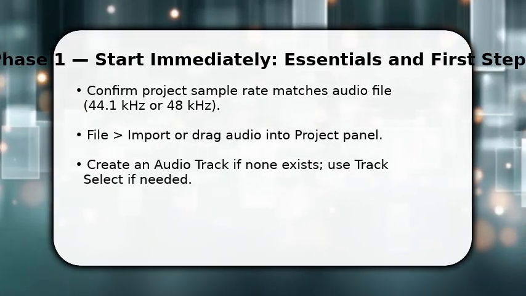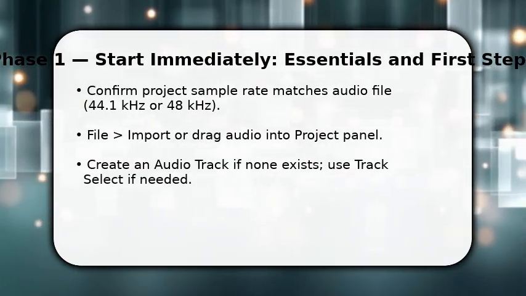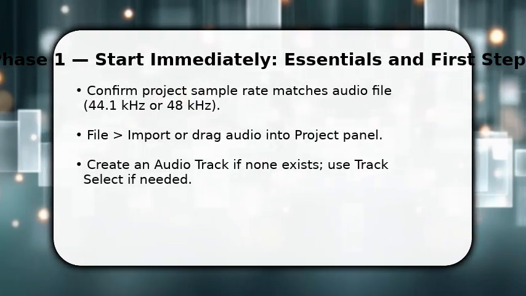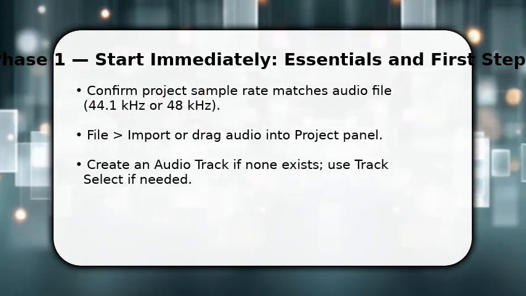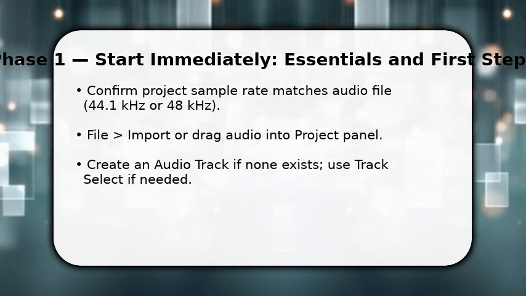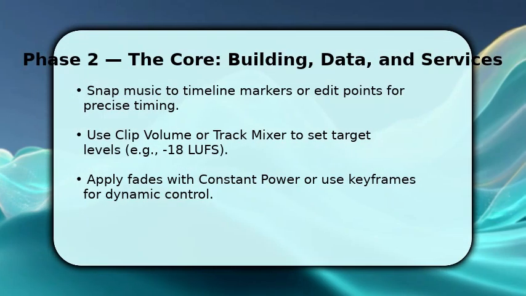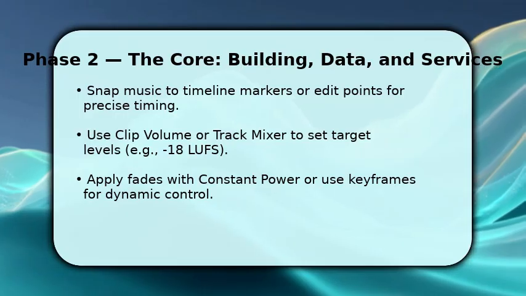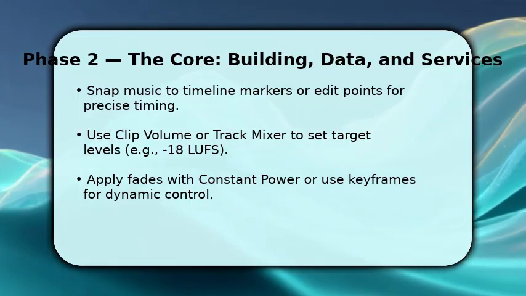Next, create or select an audio track, drag the clip to a dedicated music track so it won't clash with dialogue. Once done, scrub the timeline to pick the music entry point and trim any intro to match your first cut.